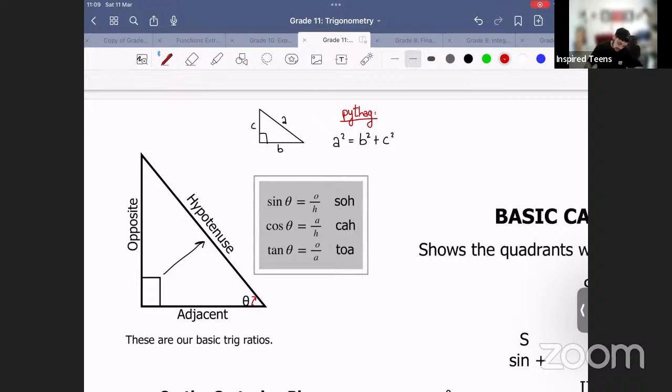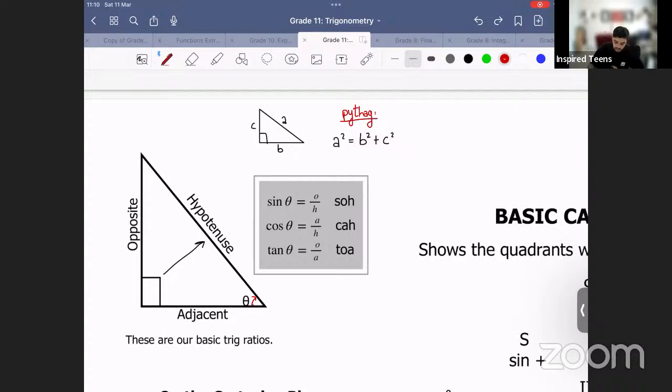Now, the hypotenuse is always opposite the 90. The side opposite this angle, we call the opposite. The side next to it, we call the adjacent. There are two sides next to it, but the other one will always be the hypotenuse. The side opposite theta is known as the opposite. The side next to, or adjacent to, the angle is called the adjacent side. That's how we name it.